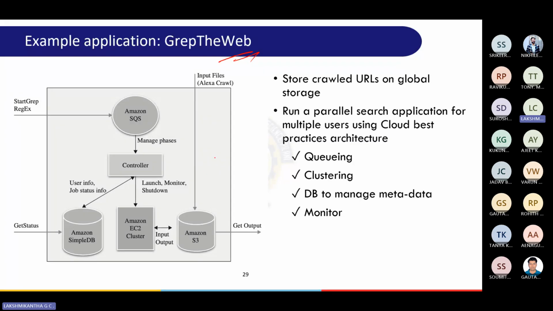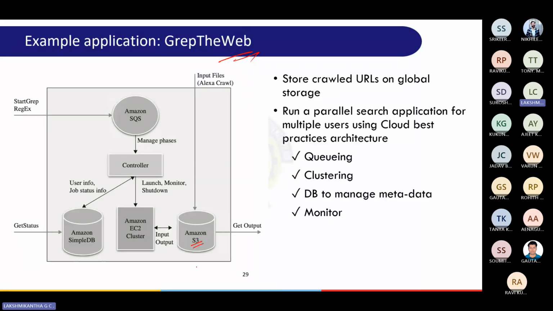We would store crawled URLs on a global storage. So what are we going to use, guys? We are going to use S3, our massive decoupled data lake. And next, what about querying? When a user submits a search query, that query is placed into a queuing service. We have a queuing service here, Amazon SQS. This decouples the search submissions from the actual search execution.